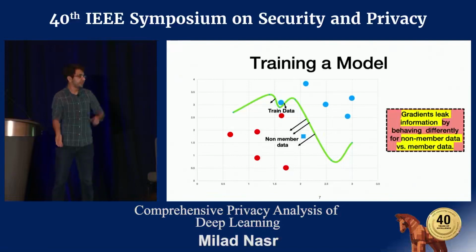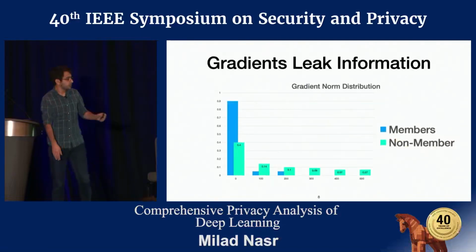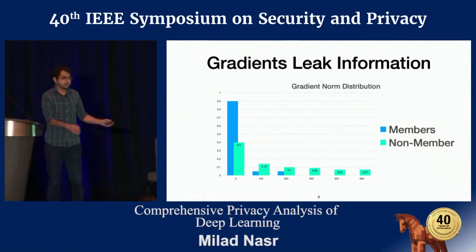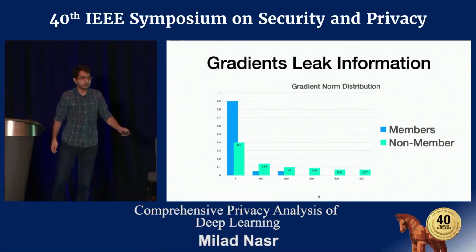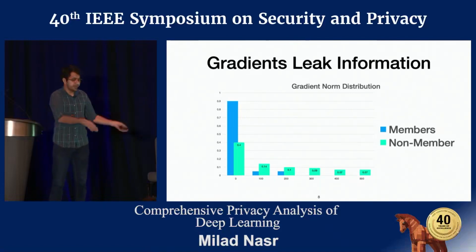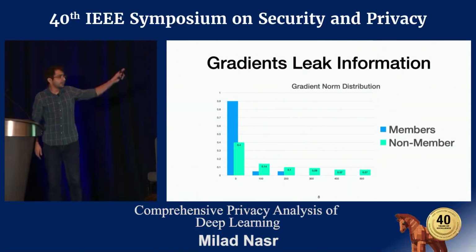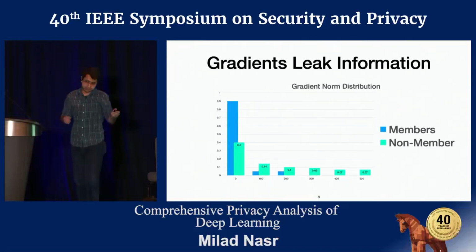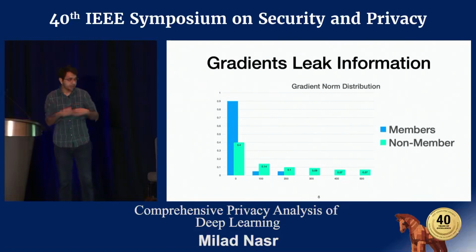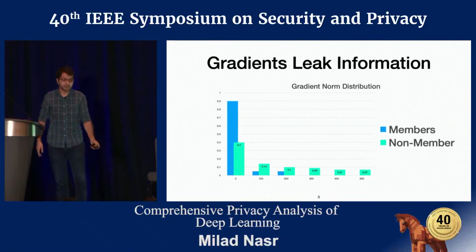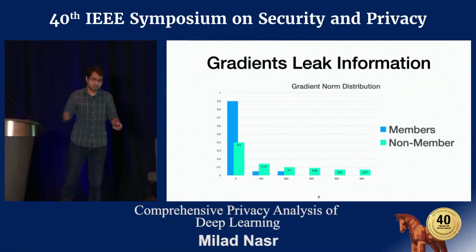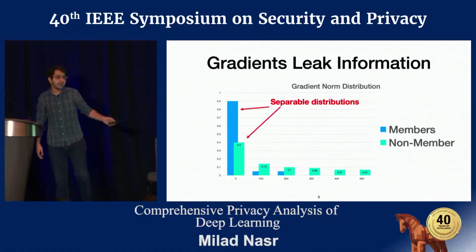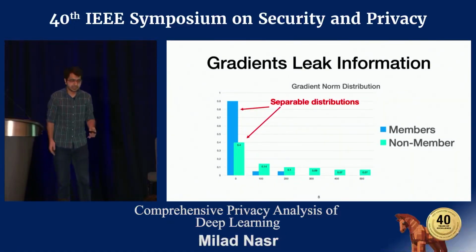So gradients will behave differently for member and non-member data. To validate this hypothesis, we did a simple test where we compute the gradient norm for member and non-member data points. We saw that member data points have a much smaller gradient norm, which confirms that members have much smaller gradient vectors, and the non-member data points have much larger ones. This allows the attacker to differentiate between these two kinds of points and launch membership inference attacks.